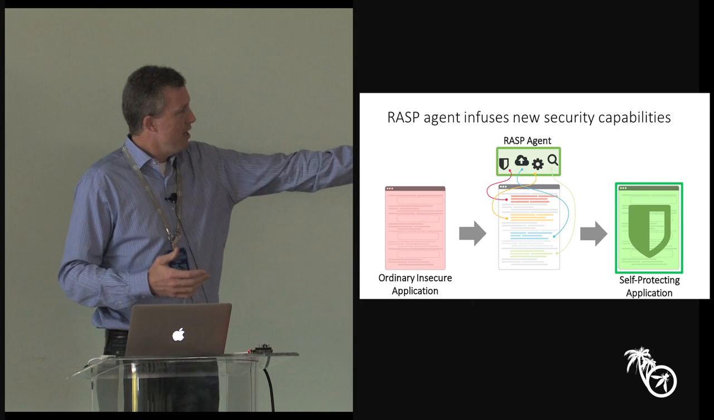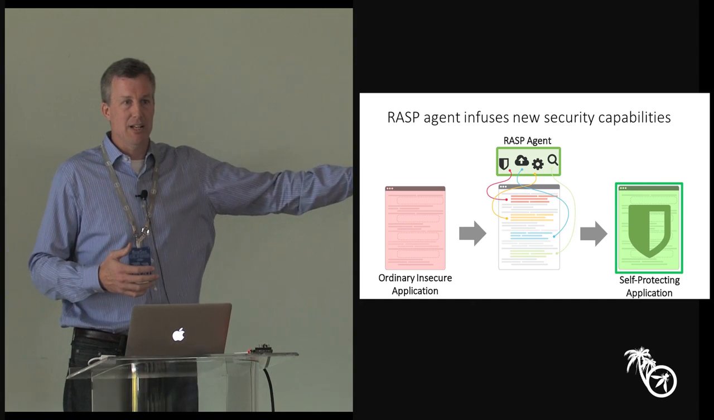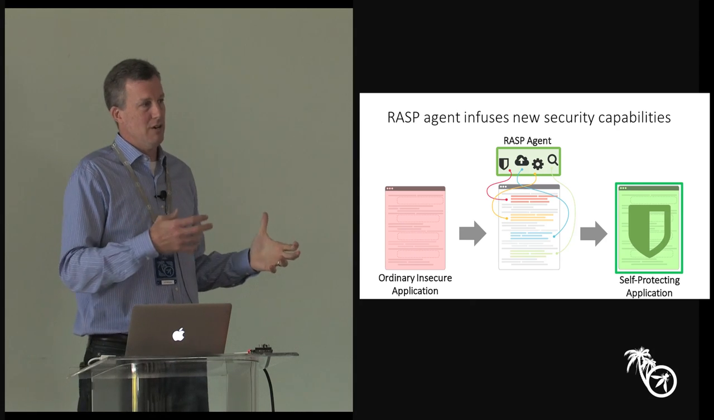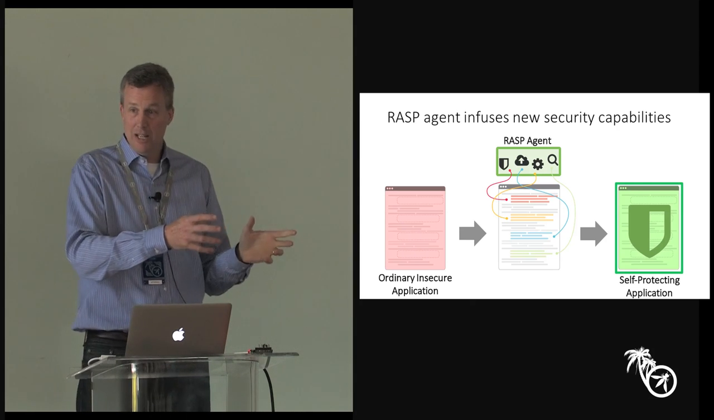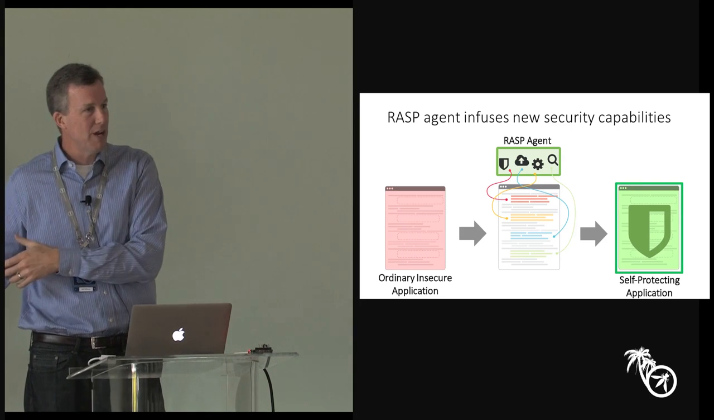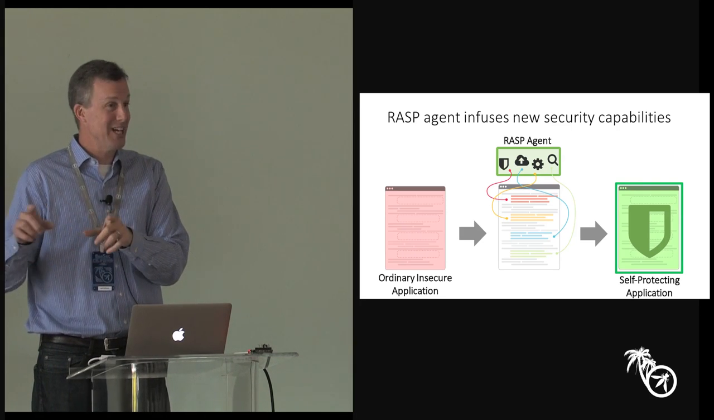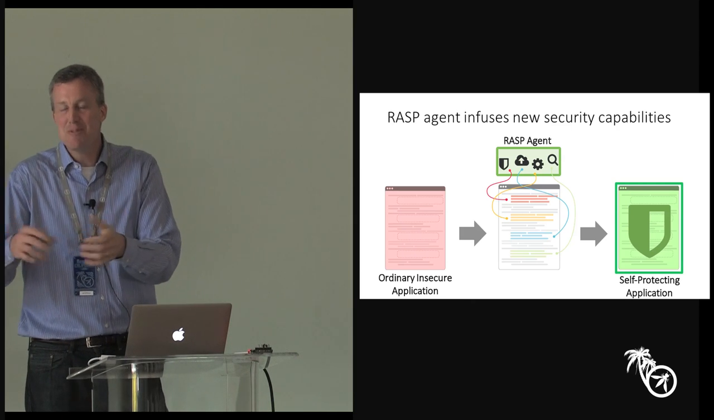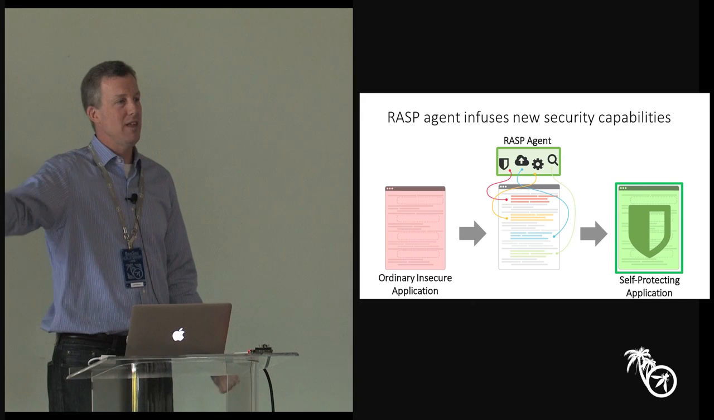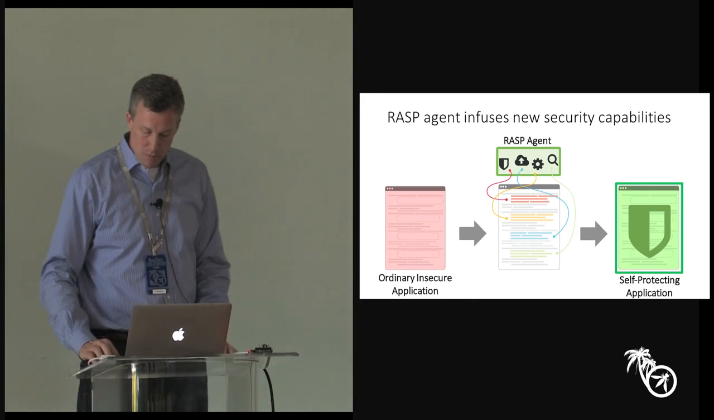But once you do this, then the application is self-protecting, right? And that protection goes with the application. Wherever you deploy this application and the RASP agent, the protection goes with it. So you can move it from your internal network out onto the internet, move it into the cloud, move it into a container, doesn't matter. Wherever the agent goes with the application, it's self-protecting from that point.